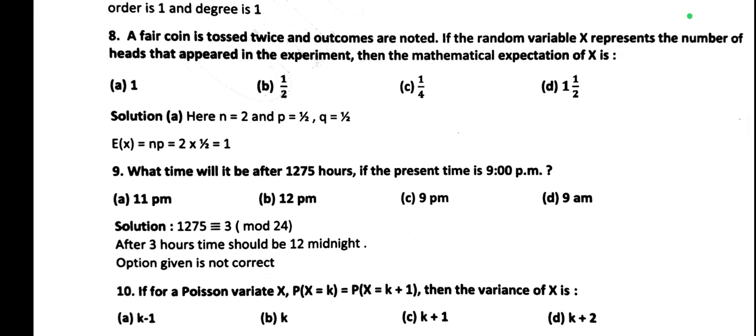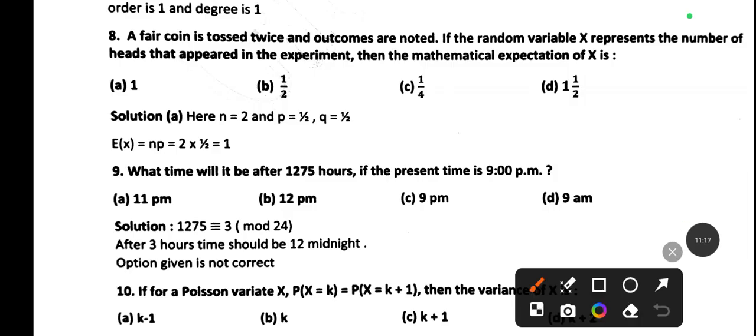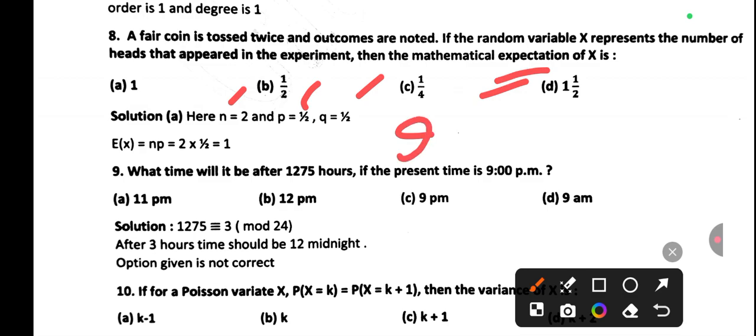Eighth one. A fair coin is tossed twice. So they are asking the mathematical expectation. n is 2, then p value is 1 by 2, q is 1 by 2. So what is the expectation formula? np, children. So 2 into 1 by 2, you can cancel the 2 and 2 and you will get 1. So E of x, the mean, is np, and that value is 1. Clear, check.